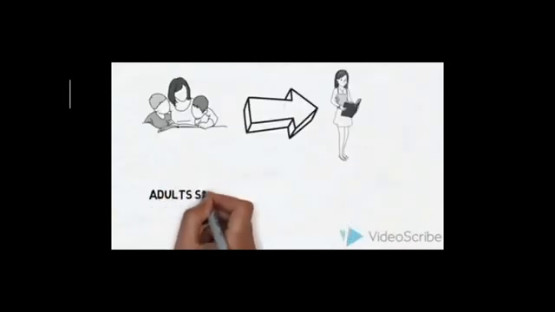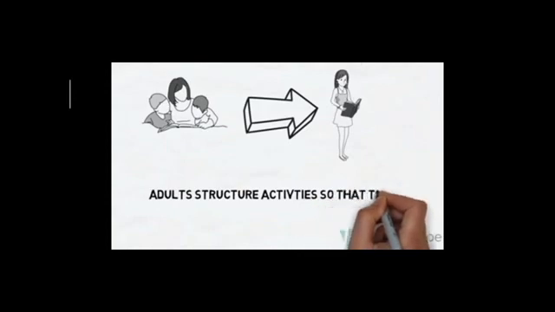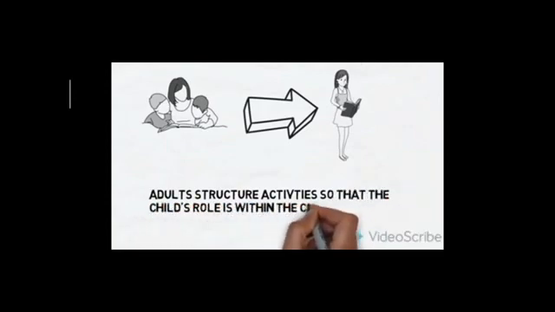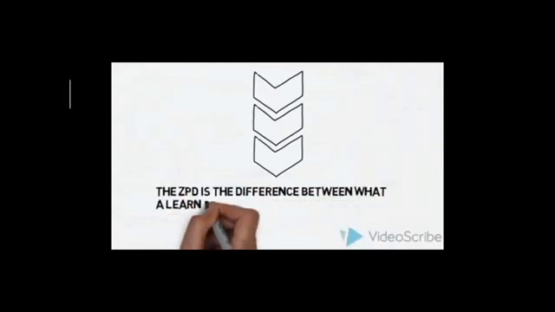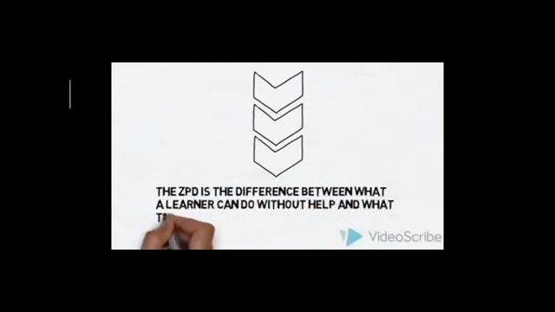Adults structure activities so that the child's role is within the child's zone of proximal development, or ZPD. The ZPD is the difference between what a learner can do without help and what the learner can do with help.